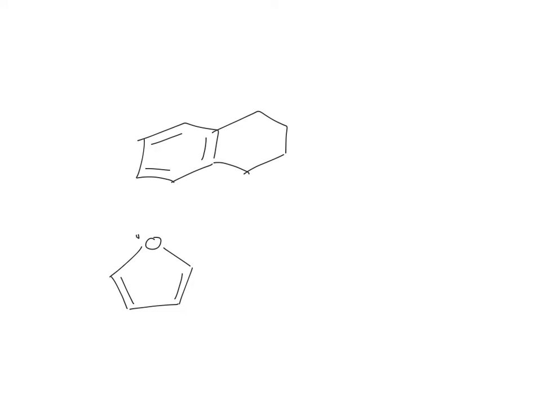Furan. So this compound is an aromatic compound. This oxygen is sp2 hybridized, has two lone pairs. One lone pair is in a p orbital, and one lone pair is in what orbital? sp2. Very good. Only one of these lone pairs can be delocalized. Which one can be delocalized?